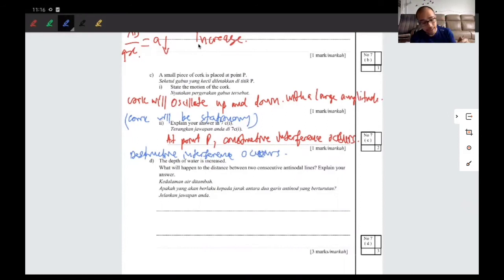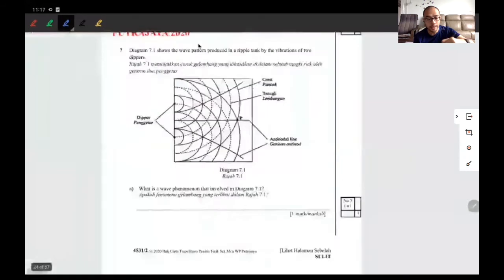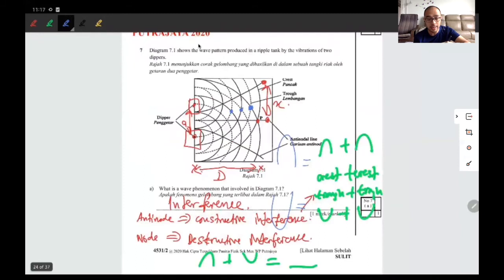Now the depth of the water is increased. Okay, kita tinggikan kedalaman. What will happen to the distance between the two consecutive antinodal lines? Okay, so this is how it will be. The distance between two consecutive antinodal lines is x. Apa yang akan berlaku kepada x sekiranya the depth of the water is increased? Okay. Number one, the distance will be increased. Okay, you will find that in deep water, this distance over here will be even bigger.